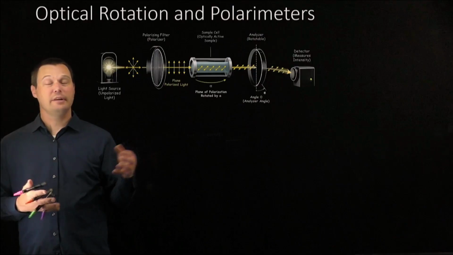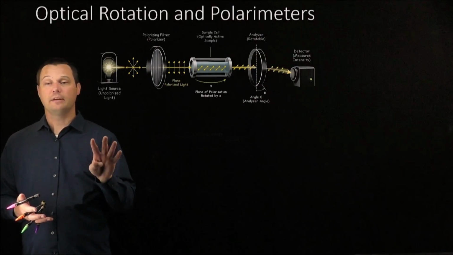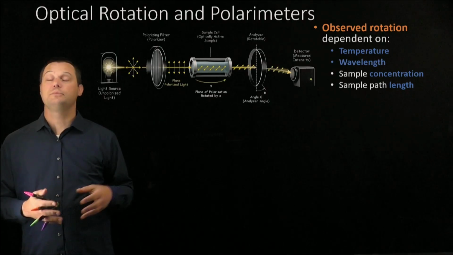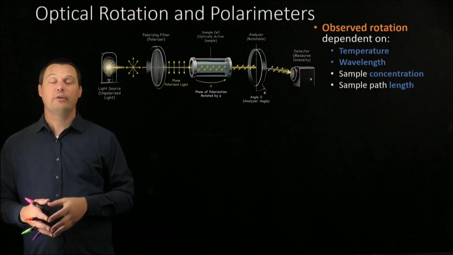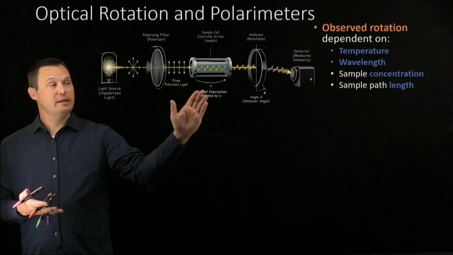For the optical rotation in a polarimeter, the observed rotation we see on the display is dependent on 4 things. One of them is the temperature at which the experiment is run. Changing the temperature will change the observed rotation. Another dependent variable is the wavelength of light that we choose to use in our polarimeter. Even for the same chiral molecule, different wavelengths of light would be rotated slightly differently.